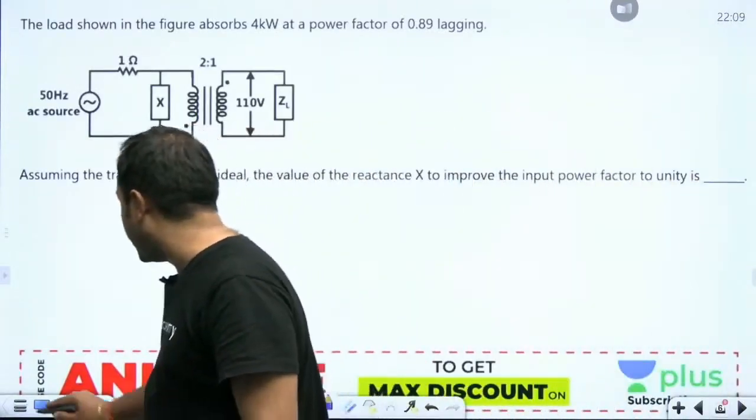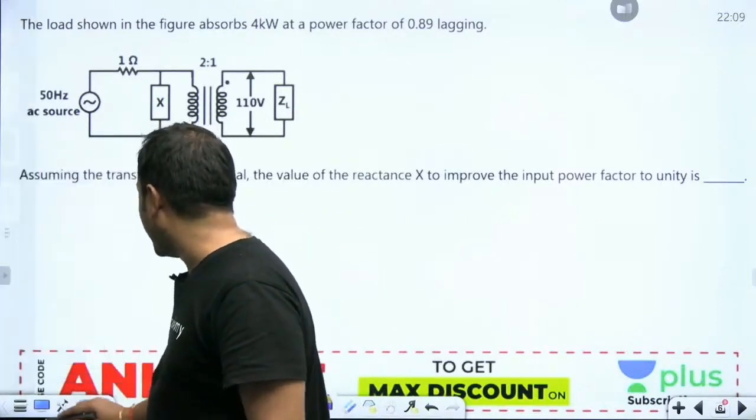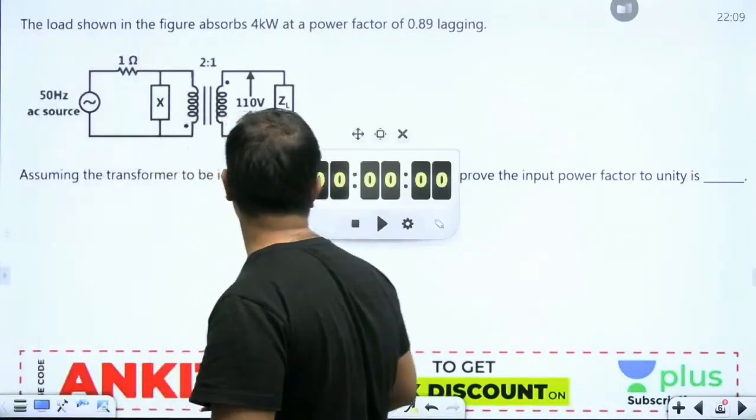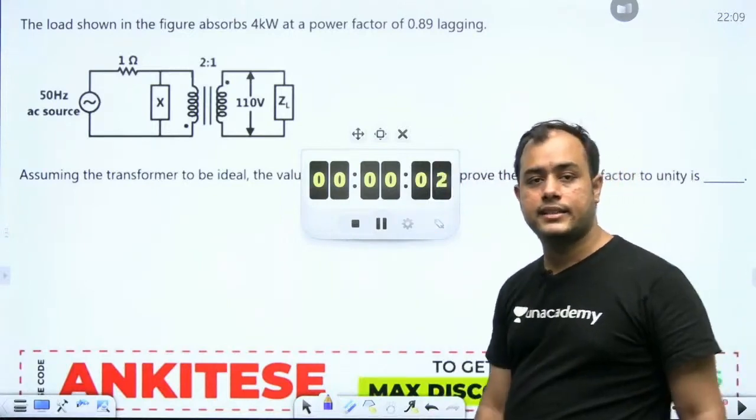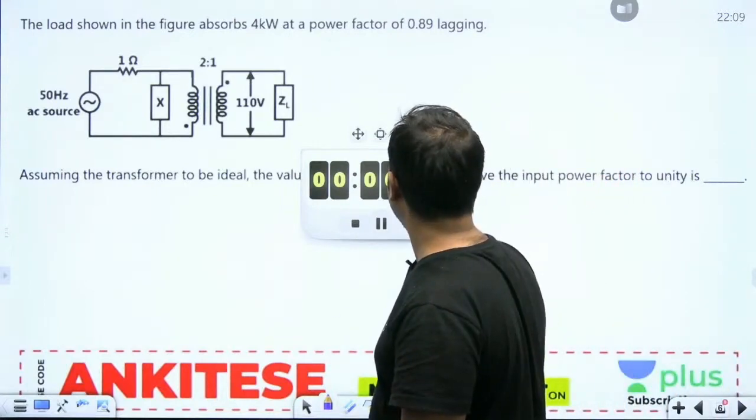Next question I am giving you. This is a NAT type of question. I am giving you 1 minute for this, or 1.5 minutes. I'll give you 90 seconds for this.